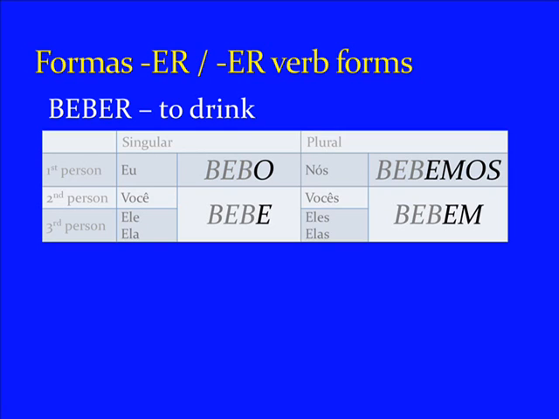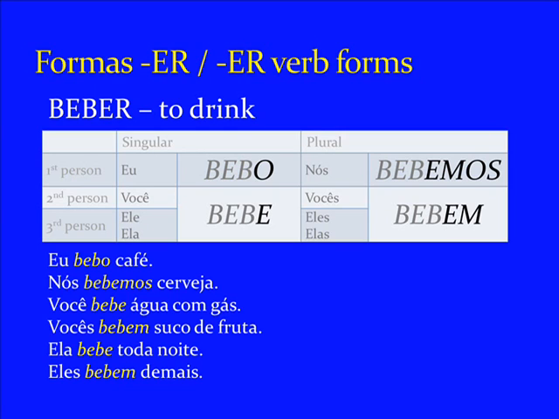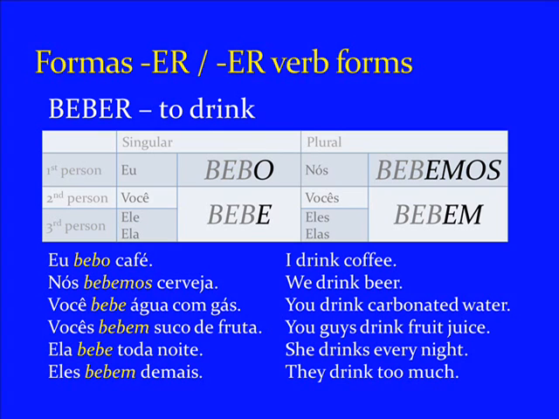Examples. Eu bebo café. Nós bebemos cerveja. Você bebe água com gás. Vocês bebem. Again, that M on the end of that conjugated form indicates that I nasalize the E. Vocês bebem suco de fruta, fruit juice. Ela bebe toda noite. Eles bebem demais. They drink too much.